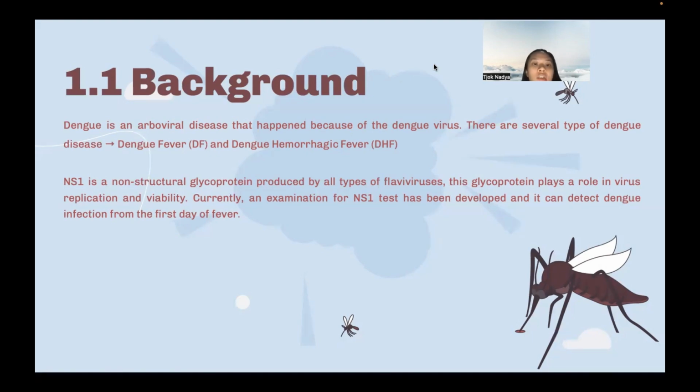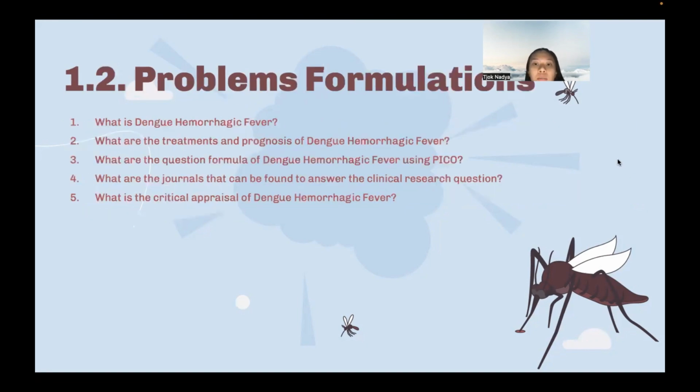NS1 is a non-structural glycoprotein produced by all types of flaviviruses, and this glycoprotein plays a role in virus replication and viability. Currently, an NS1 test has been developed, and it can detect dengue infection from the first day of fever, because some researchers have found the existence of NS1 in people with dengue fever or dengue hemorrhagic fever.